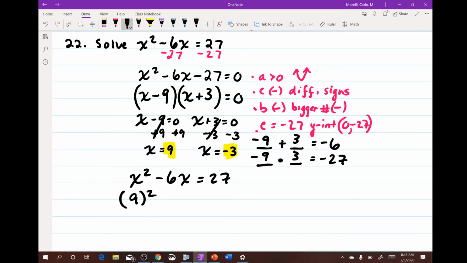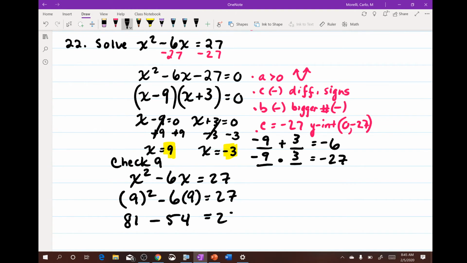If I plug in a 9 everywhere there was an x, this is the check. So now we're checking 9. Let's work it out. What's 9 times 9? And what's 6 times 9? So 81 minus 54 equals 27. What's 81 minus 54? So does 27 equal 27? Okay, so 9's correct. Now let's check 3.